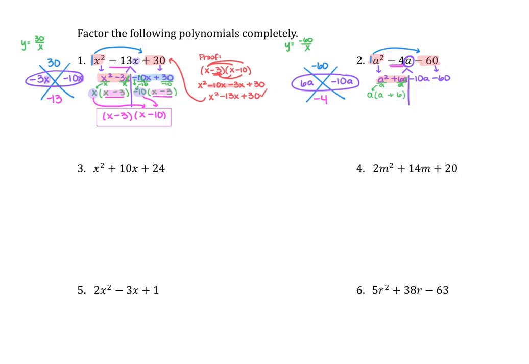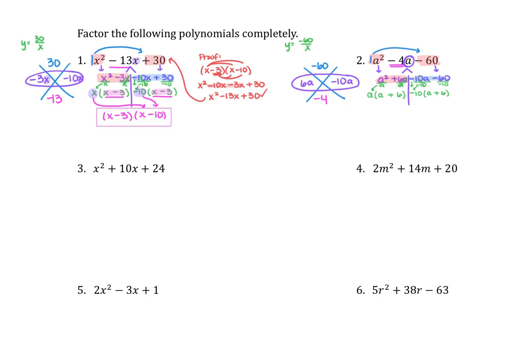Look at the second half of my polynomial. I'm going to drop down this sign every time. They share a negative 10 in common, so I'm going to put that out here in front of parentheses. Negative 10 divided by negative 10 leaves me just a, and negative 60 divided by negative 10 leaves me positive 6.